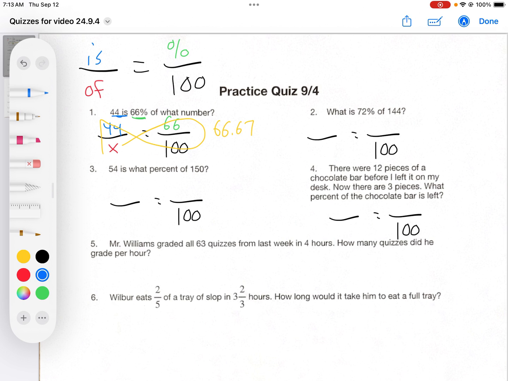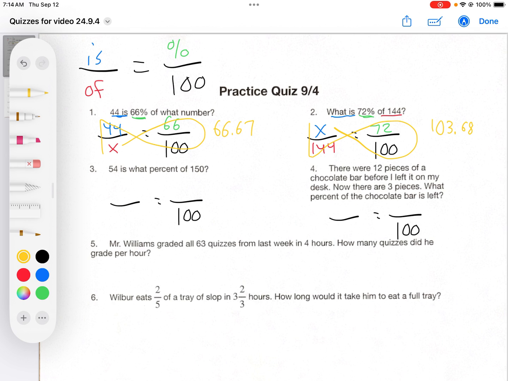Moving on to number 2. What is? I don't know my is number. The problem says that very clearly. My variable goes in the is spot. Then I see 72%. And then I see of 144. So, once again, I'm going to use my fish. Down, over, and around. 144 times 72 divided by 100 is 103.68.